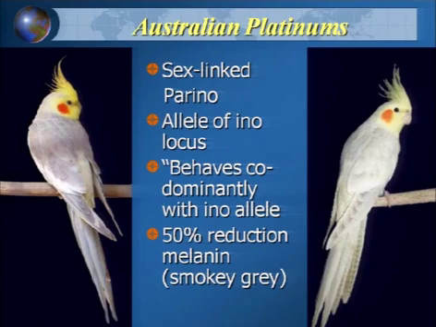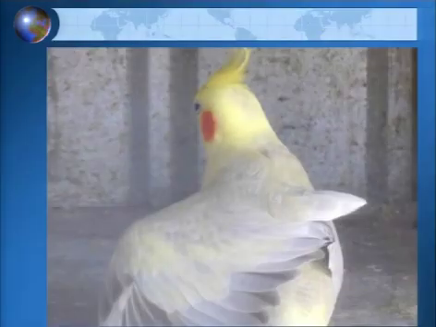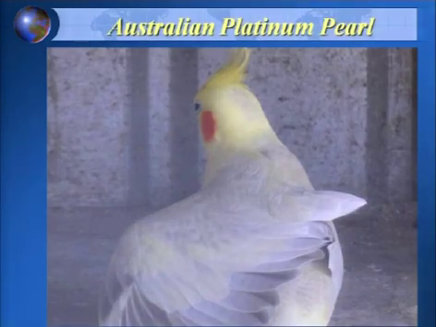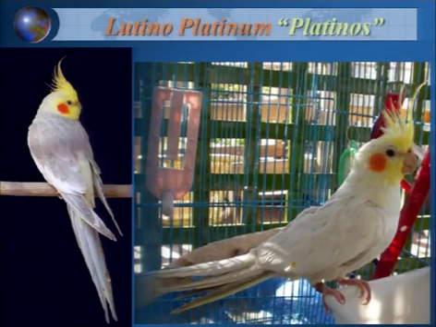And again, in the Australian platinum itself, what you're doing is getting a reduction in the melanin pigment to about 50%, and so it comes out to be like a smoky gray color. And this is the Australian platinum pearls, so that gives you an idea. Very pretty birds. And one day maybe someone will bring them over here, or we'll luck out if they lift the ban, which is never. But there are breeding consortiums, who knows.